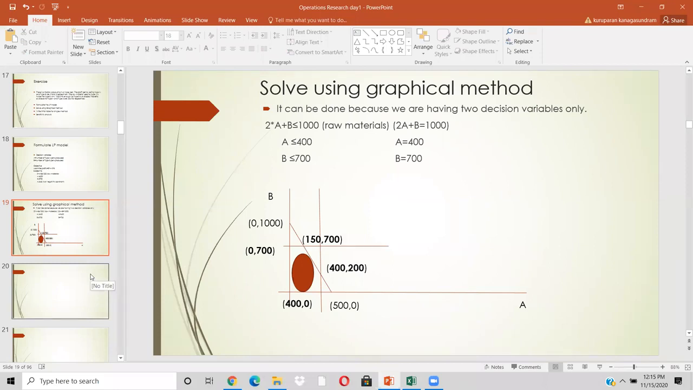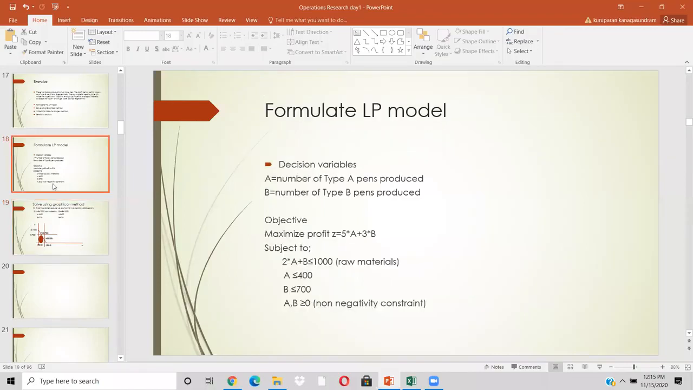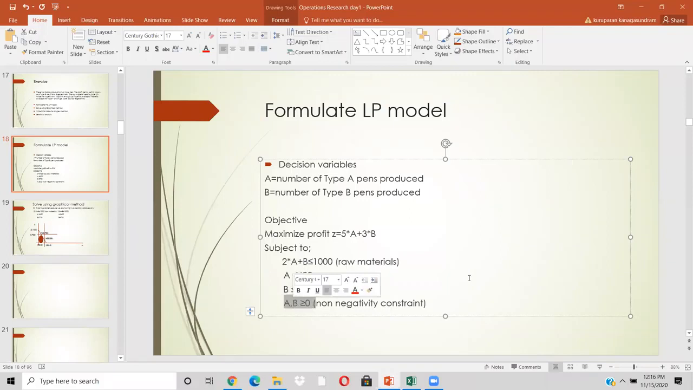Did we draw all the constraints or is there anything remaining? I have drawn this one. A also fine, B also fine. What about this one? A comma B greater than or equal to 0. Did I draw it or not?